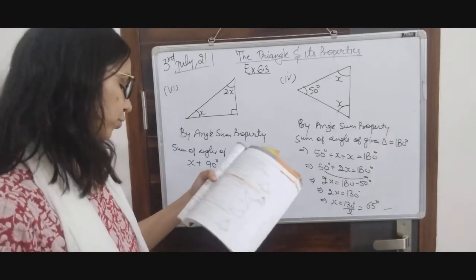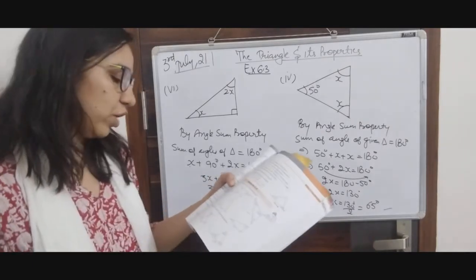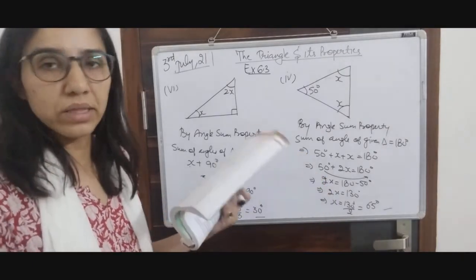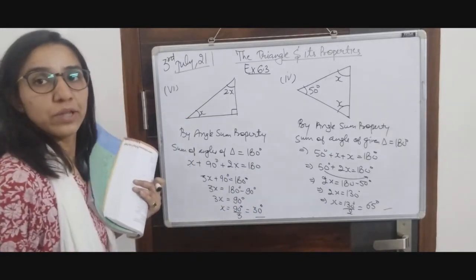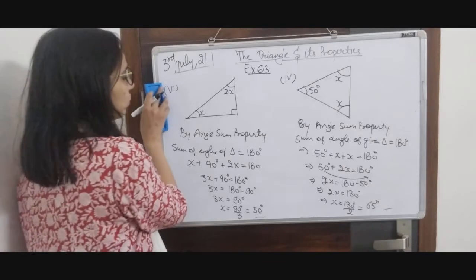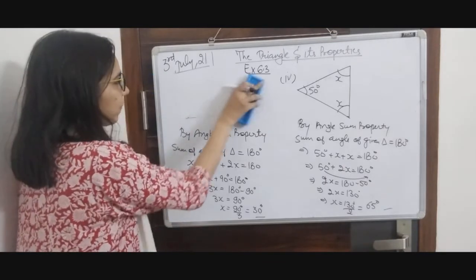Now question number 2 is you have to find the value of unknowns x and y in the diagram. In the previous question we had to find out one unknown. In question number 2 we have two unknowns. So we are going to rub this one.